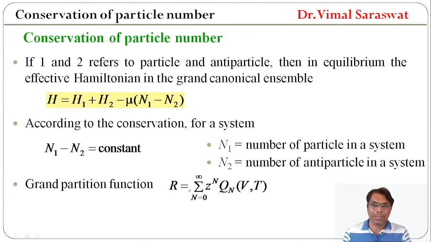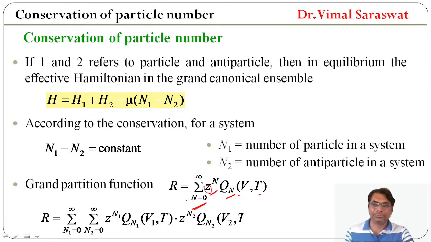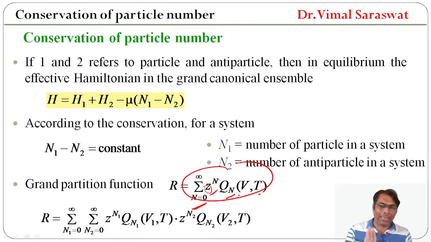Grand partition function R equal to sigma N equal to 0 to infinity z raised to N Q N V T. Here z is fugacity and N is the number of particles. So if we write the grand partition function in terms of particle and antiparticle, then R equal to sigma N1 equal to 0 to infinity, sigma N2 equal to 0 to infinity, z raised to N1 Q N1, z raised to N2 Q N2. Q N1 is the function of V1 and T, and Q N2 is the function of V2 and T.